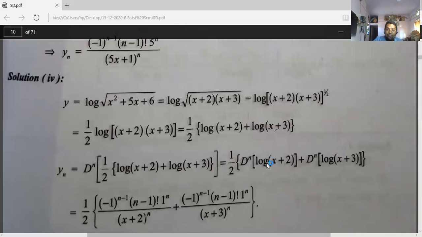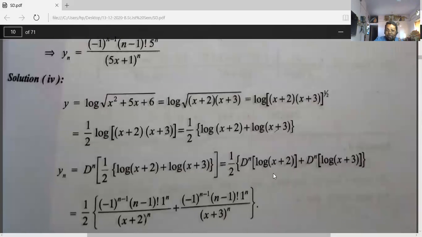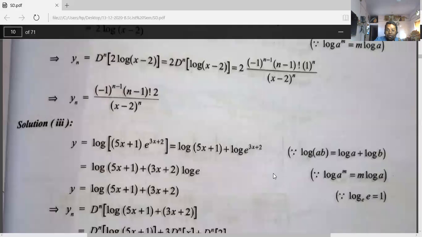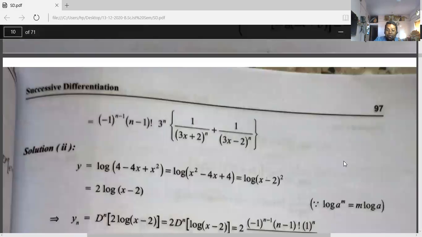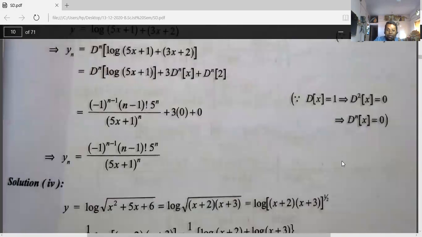D to the power n of the first component and d to the power n of the second component. Again, you see here you are getting only the log(ax + b) format. Again, the same formula you have to apply here. What is the formula? The previous class, somewhere in the starting, you have taken this formula. You have to know the same, then compare and write.